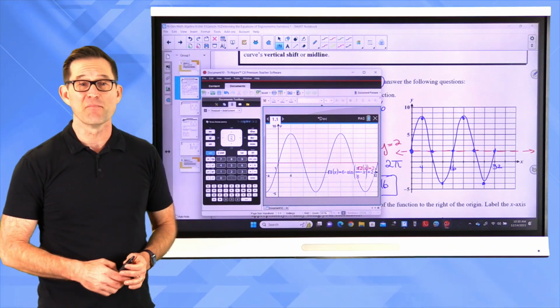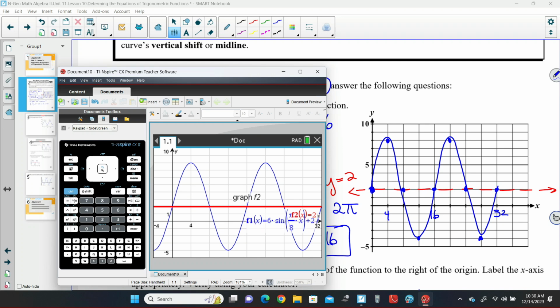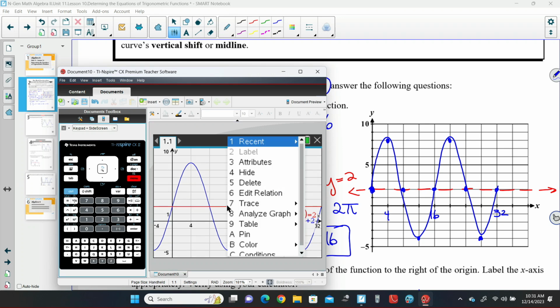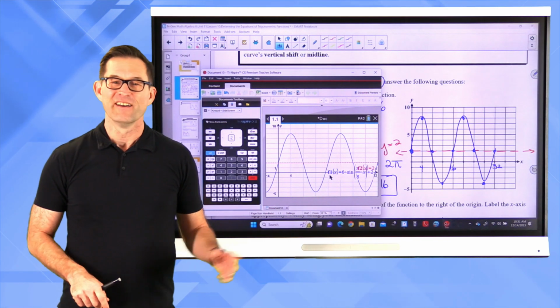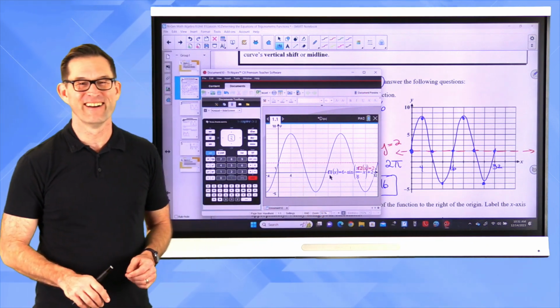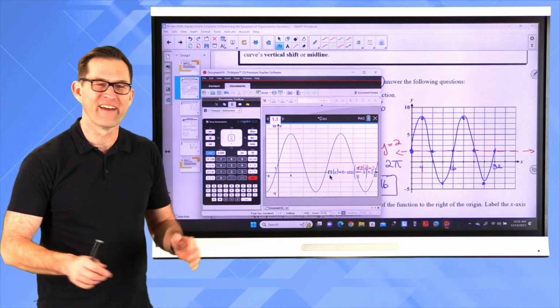I could even make that midline into a dashed line if I really, really wanted it. Where is that? I think I can do this, attributes, do this, and look at that. I can even make it dashed. You probably can't even see that very well. Anyway, it is dashed, trust me. I feel like I should now make it bold and dashed.